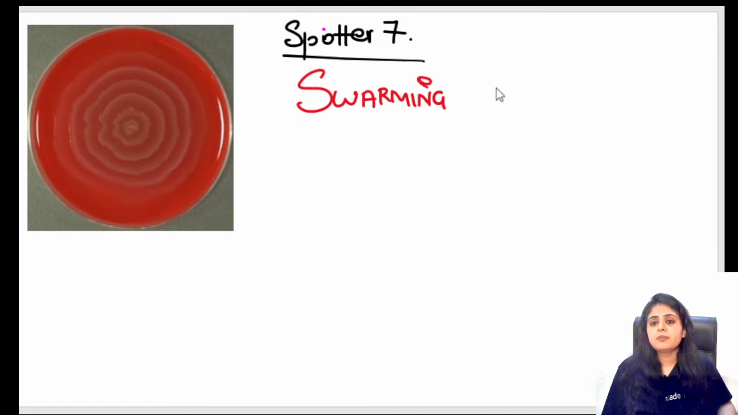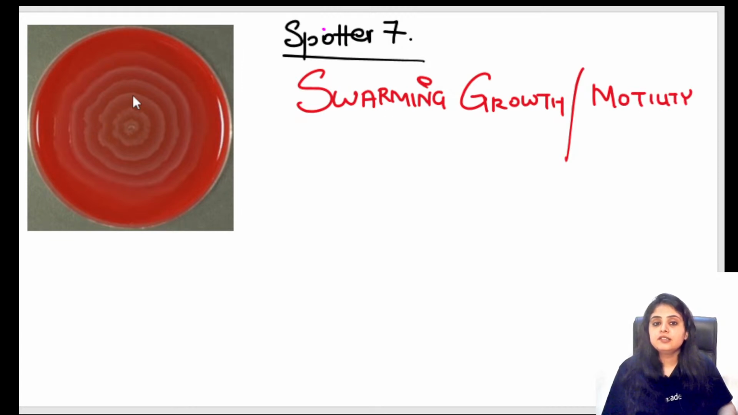So what do we mean? Some people call it swarming growth and some people call it swarming motility. And what's the reason for this swarming motility? See, this is the organism which is growing. Then the blank area is the resting phase, then again the organism is growing, then the resting phase, then again the organism is growing. So there are concentric circles in which it is moving, swarming motility.